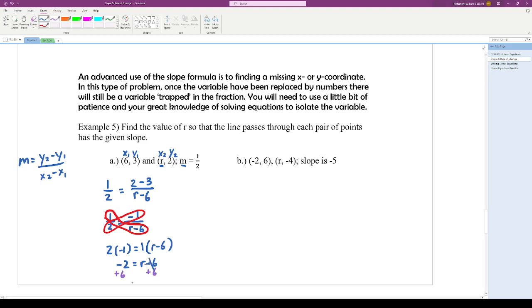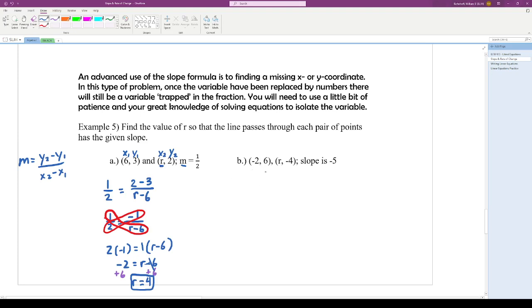R is all by itself. I'm going to set that equal to negative 2 plus 6, which is 4. So that tells us that our missing point here was (4, 2). That would have been the ordered pair.